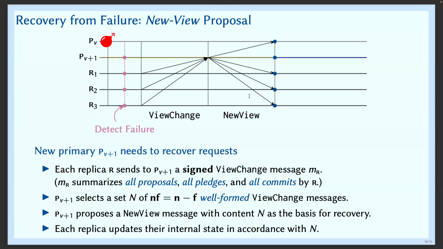How many messages does this new primary need in order to construct a new view? How many messages does it need to receive? What's that? 2F plus 1. So let's call that a view change quorum. For primary v plus 1, let's say. It has to get view change messages from replicas.